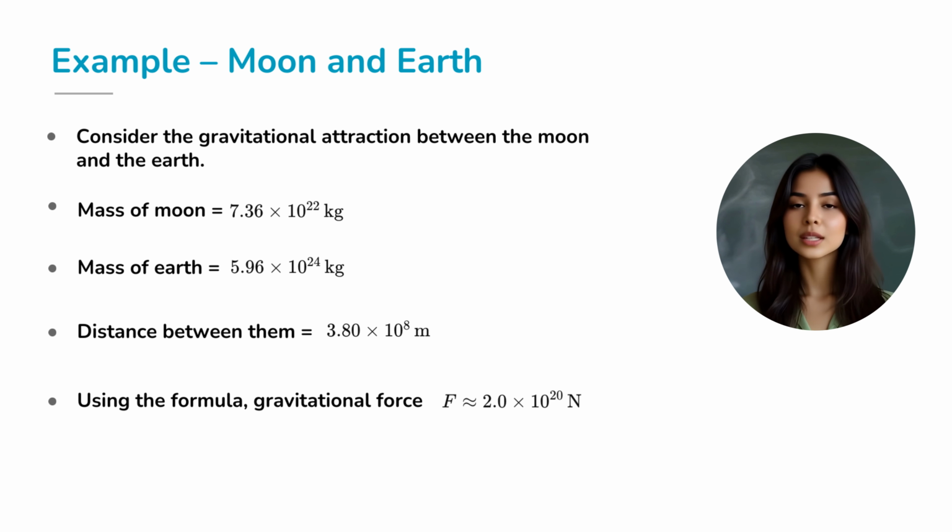F equals G into m1 into m2 divided by r squared. When you substitute all values, the answer comes out to be around 2 into 10 raised to the power 20 newtons. That's a huge force. And that's what keeps the Moon in orbit around the Earth. So, although gravity is weak between small objects, it becomes enormously powerful when huge celestial bodies are involved.